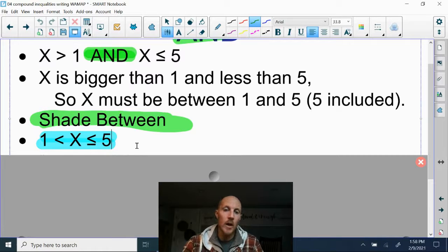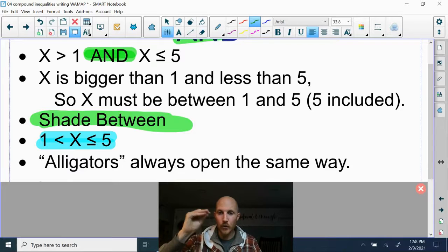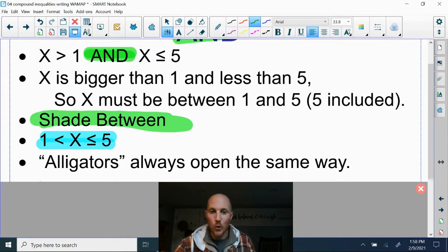You got your 2 inequality symbols. And those 2 inequality symbols are always, always, always going to open the same direction as each other. You don't have like one opening this way and one opening this way where they're both trying to chomp on the x, or the other way around. They always have their mouths facing the right. This is the only way it ever happens, right?